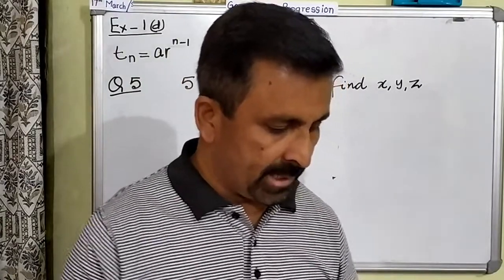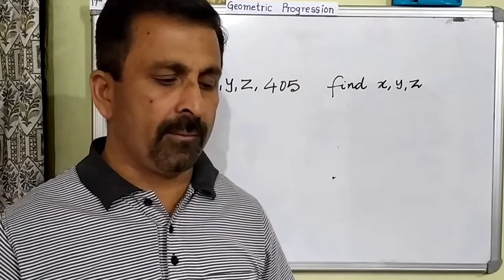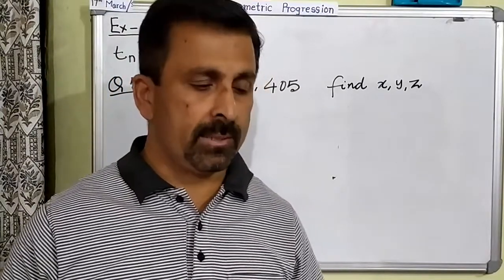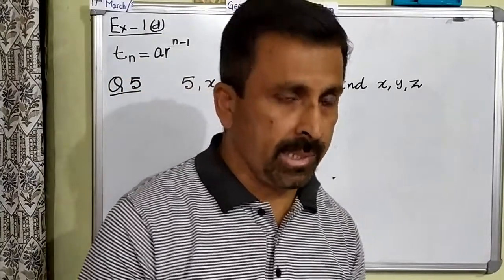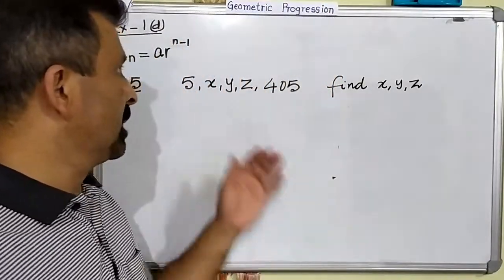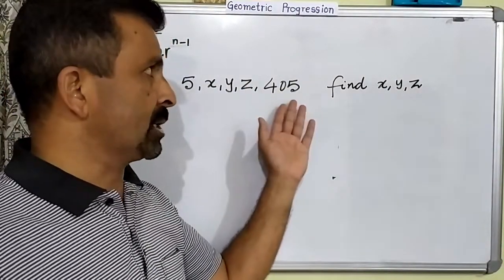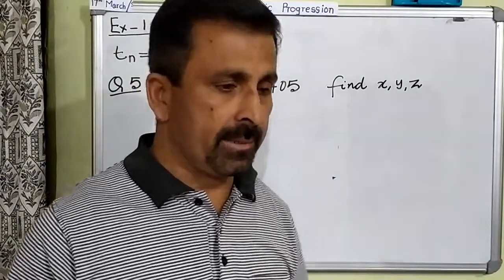Question number 5 says, if 5, x, y, z and 405 are the first 5 terms of a geometric progression, then find the value of x, y and z. So this is a very simple question. These 5 terms are said to be in GP. Then find the value of x, y and z.